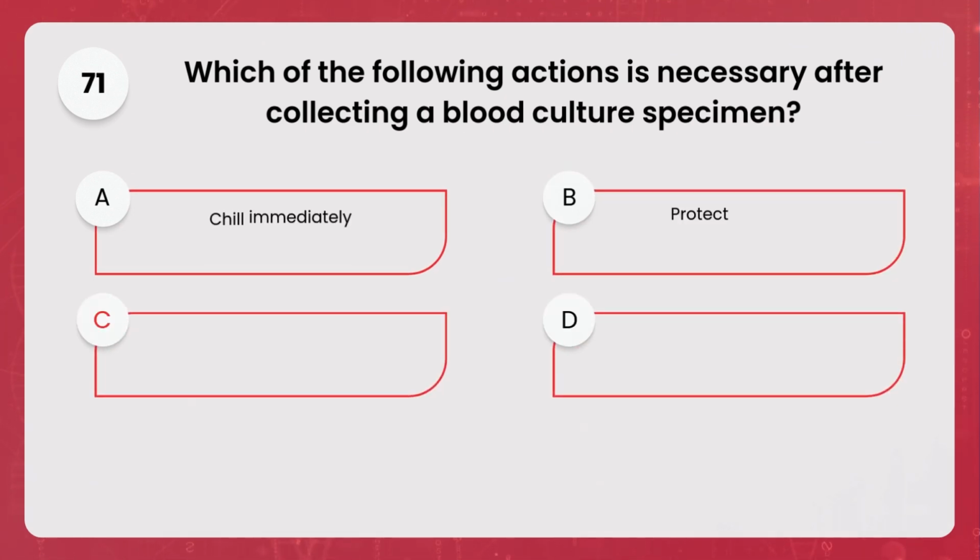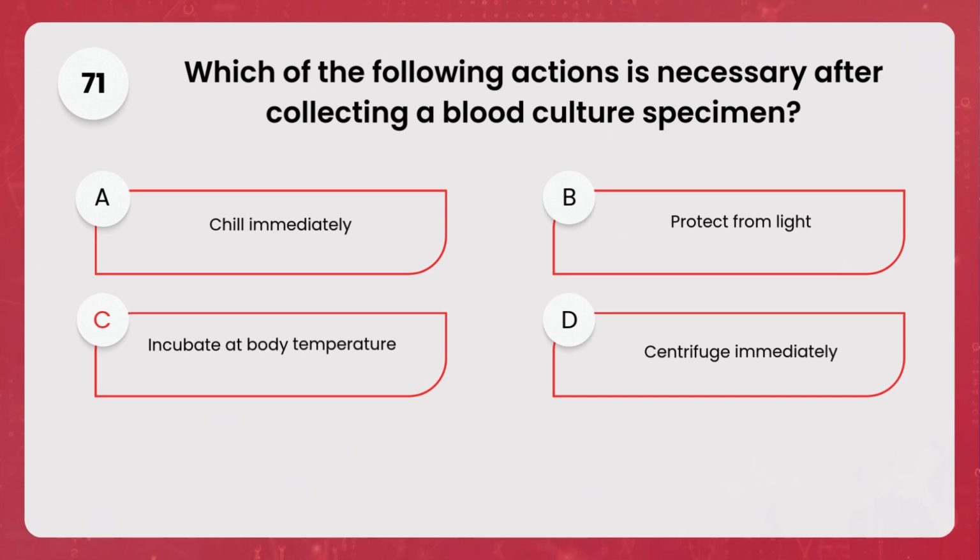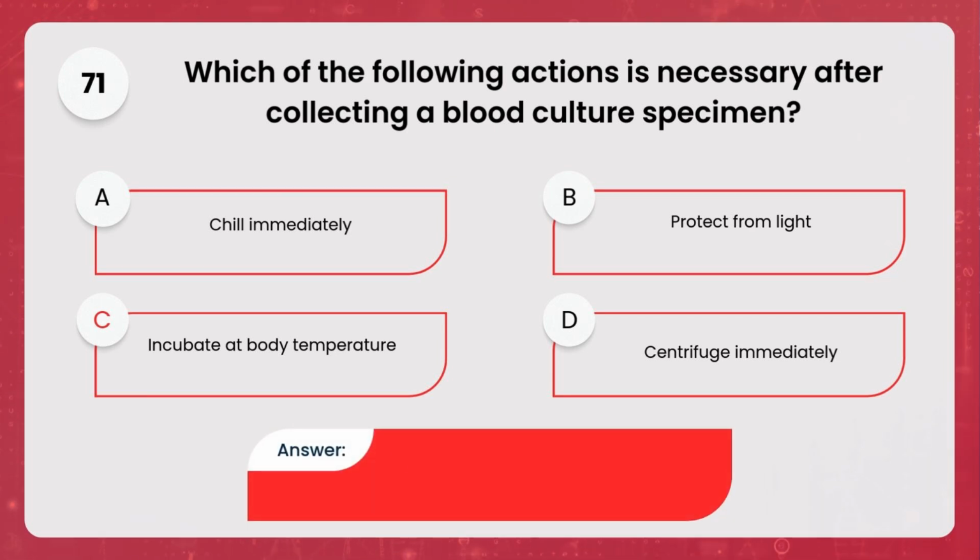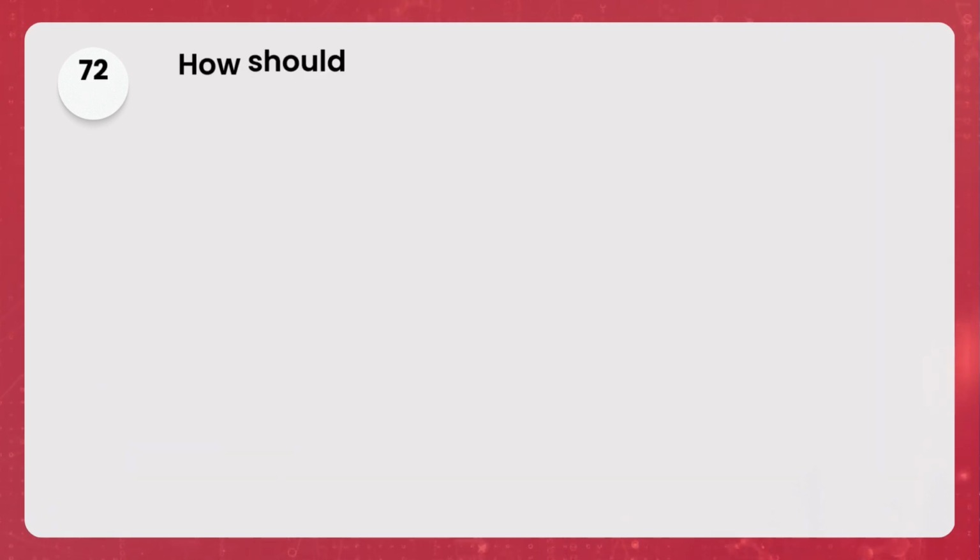Number 71. Which of the following actions is necessary after collecting a blood culture specimen? A. Chill immediately. B. Protect from light. C. Incubate at body temperature. Or D. Centrifuge immediately. The answer is C. Incubate at body temperature.